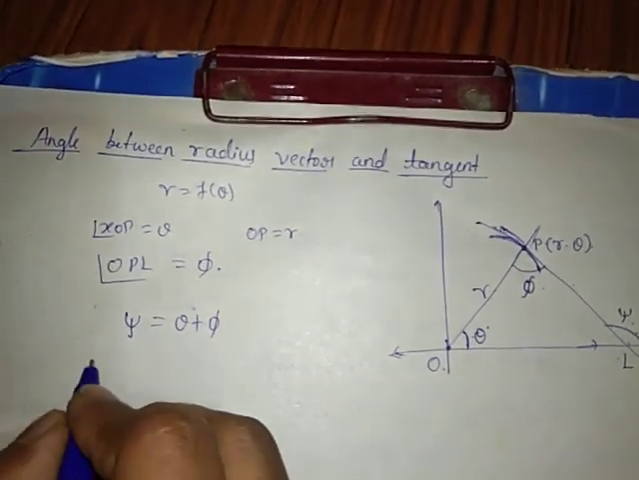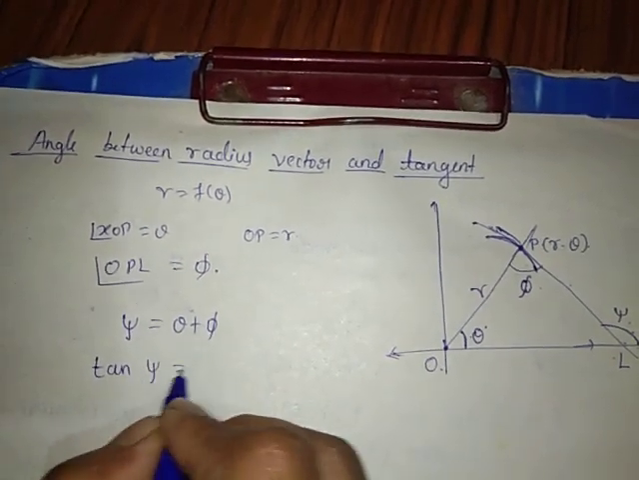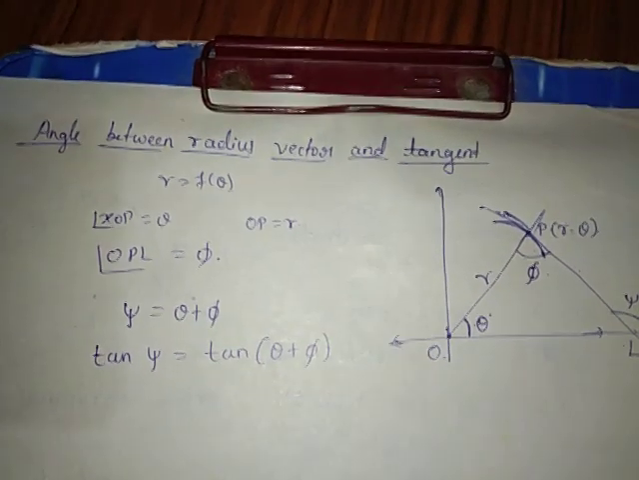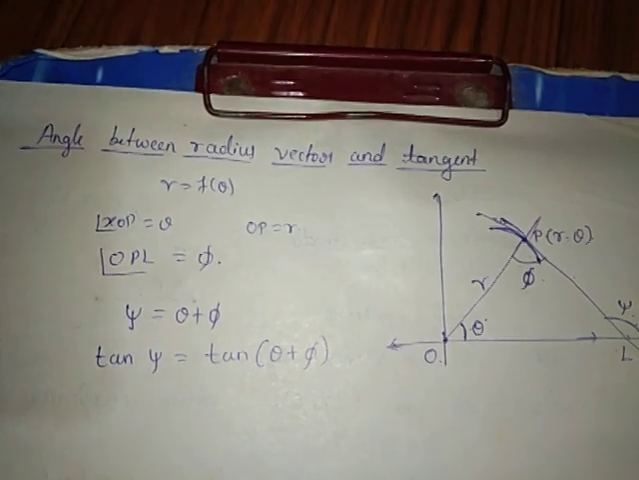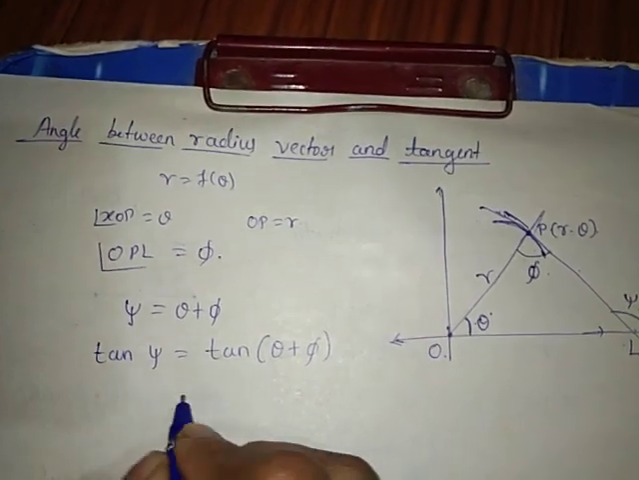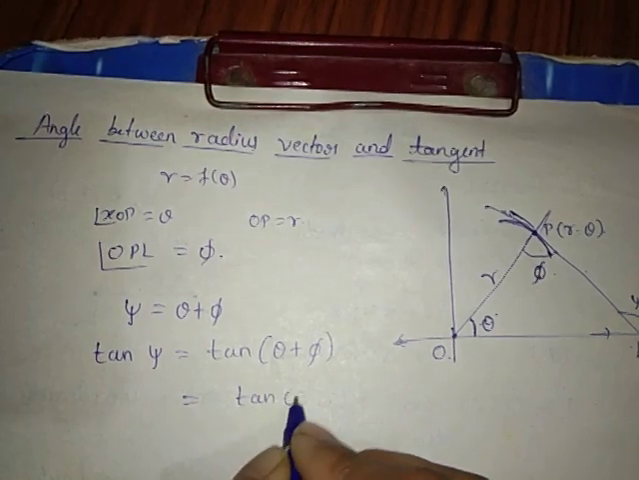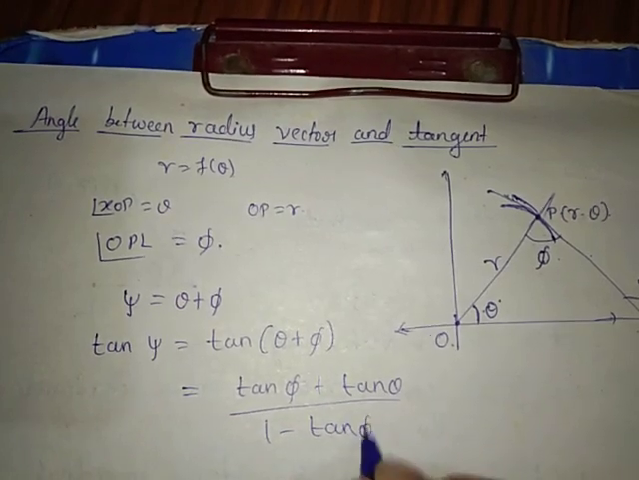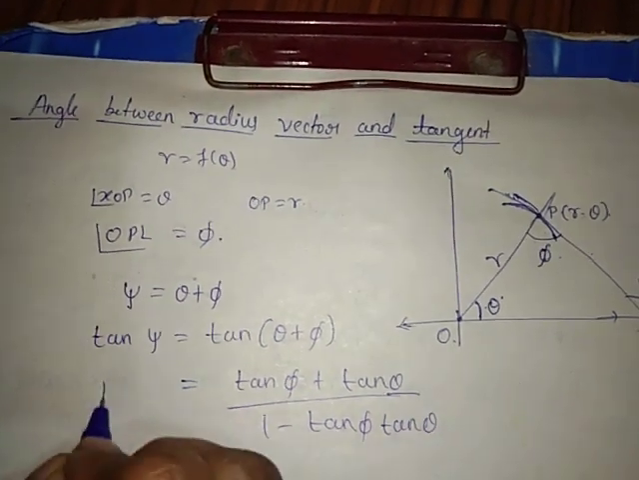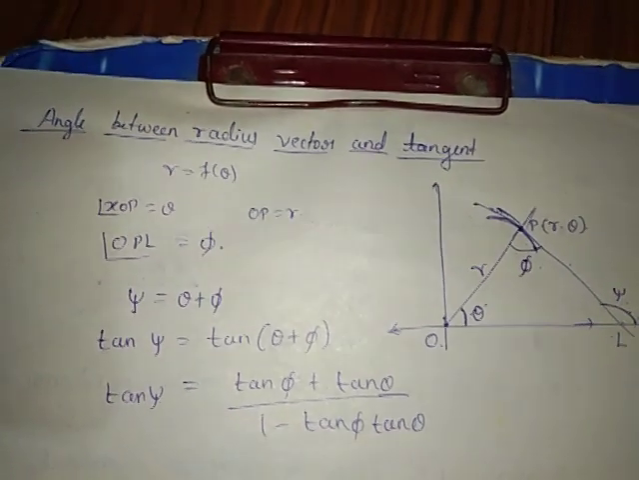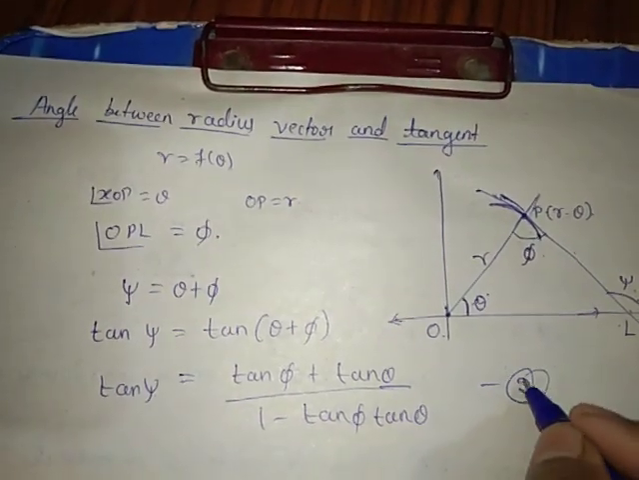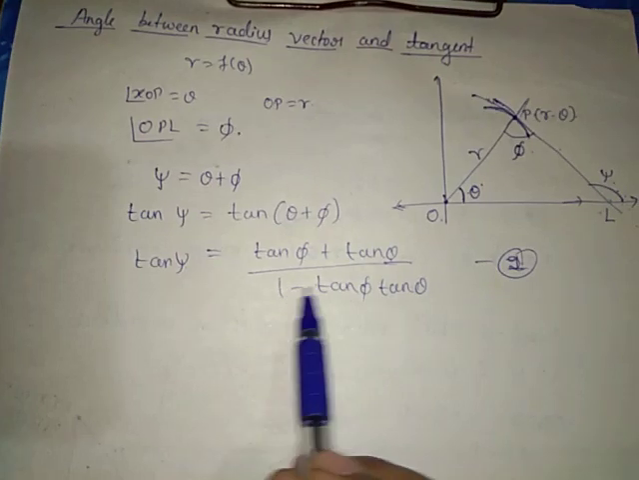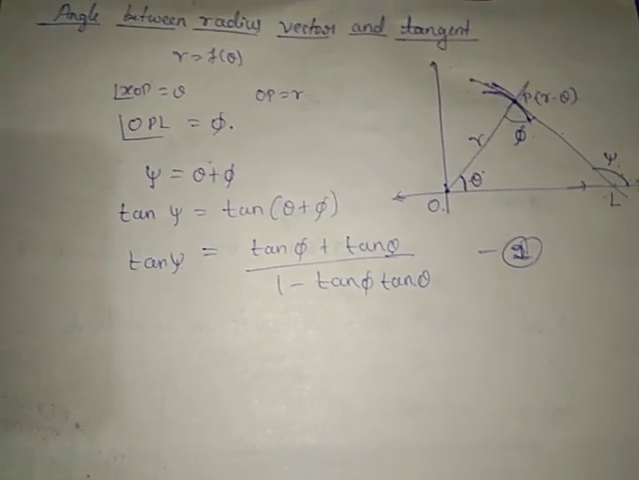Now take tan on both sides. Tan xi equal to tan of theta plus phi. That can be written as tan phi plus tan theta divided by 1 minus tan phi into tan theta. We are applying the tan of a plus b formula here. Let us call this equation 1.